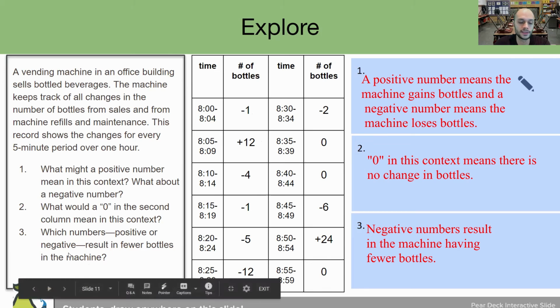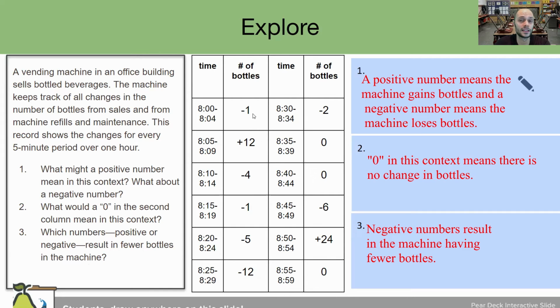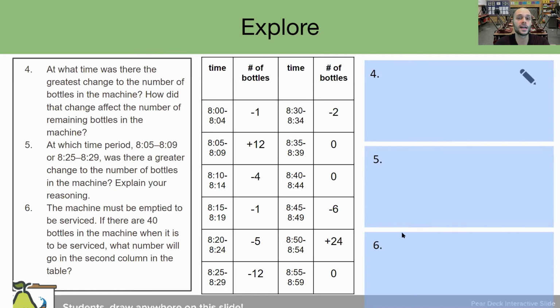So for the answer to number 3, we would say that negative numbers represent us losing bottles. So with that said, let's move on to the next part. Now, here we have 3 more questions.